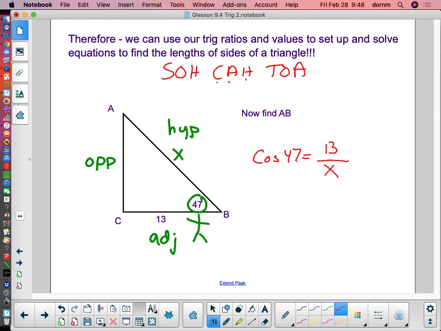No problem. Okay? I'll show you the algebra that's behind this, but then I'll show you the shortcut. Okay? The algebra says the way to solve this is multiply both sides by x and then divide both sides by cos 47.